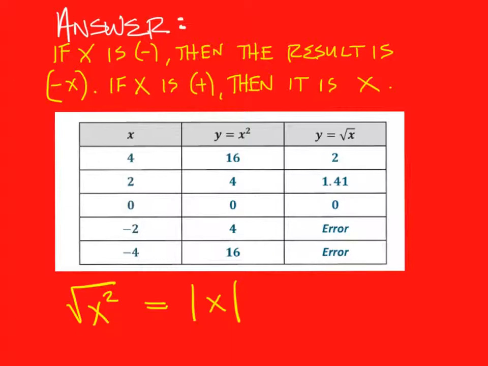For this lesson, what we're going to figure out is that the square root of x squared is simply going to be the absolute value of x. Absolute value is when whatever number you put in those brackets, it comes out positive. We're just going to deal with that.